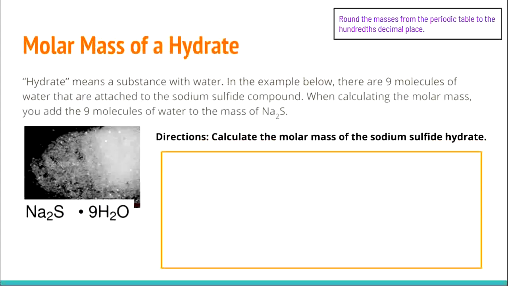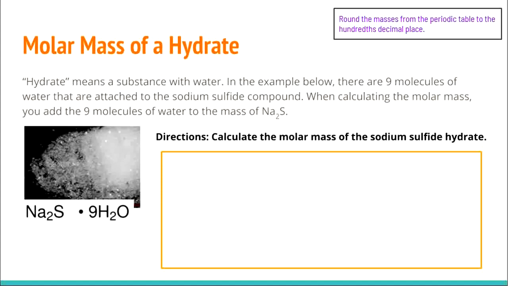Now we're going to go over one more type of substance, which is called a hydrate. A hydrate means a substance with water. As you can see in the picture, it's a crystal-like substance. It is not a liquid substance, even though it has water in the name. It really just means that there are water crystals that are attached to this ionic substance.